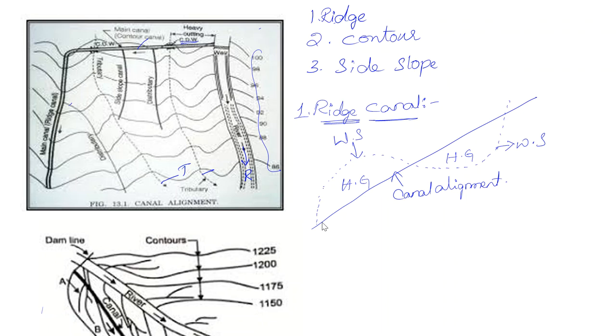And when the watershed takes a very sharp loop, the canal should be aligned straight. Loop is nothing but bends. We can see it like this. When we have some loops, then we should align in such a way that it covers a straight line.